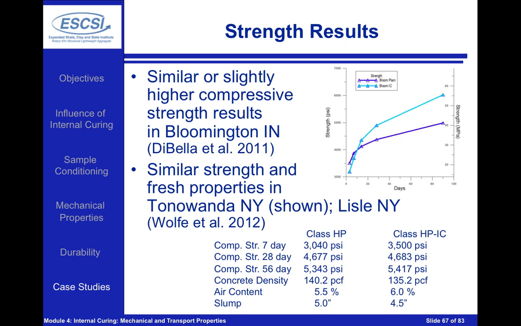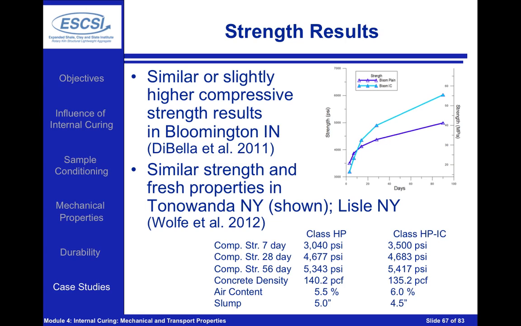Here we see a slight increase in the strength of the Bloomington concrete. Compressive strength goes from about 5,000 psi up to about 6,000 psi. This is more than what was expected after 91 days. Again, as I had mentioned earlier, we typically expect to see a very similar overall compressive strength.